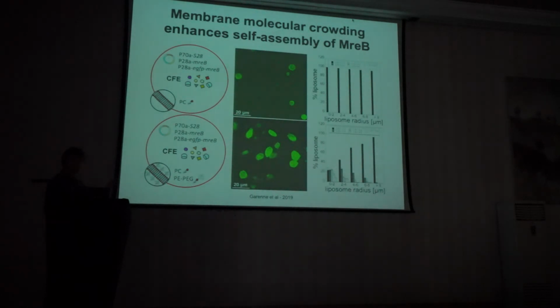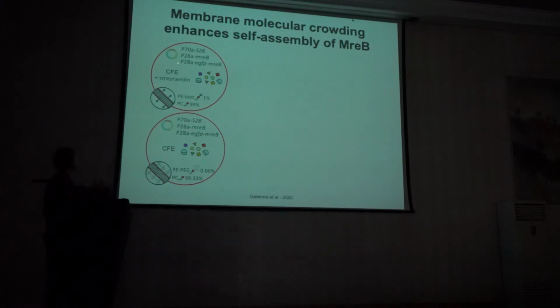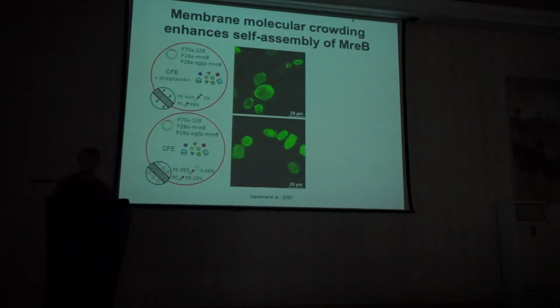Here we have PEG, PEGylated lipids. We have done the same with other molecules. Here is a PEG again, this is the same system as before. We do the same with streptavidin, avidin, whatever protein we stick to the membrane. You see the same. It's absolutely not about enzymes, it's about forcing self-assembly of MreB, and it is based on entropy. That's it. It's entropically driven.